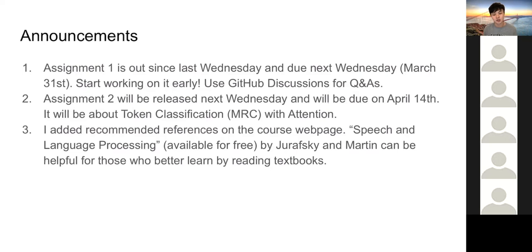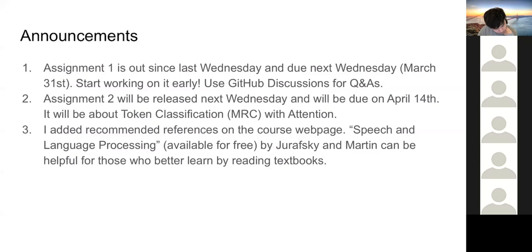Assignment two will be out right after one is due, and will be due in another 2 weeks, so it will be April 14th. This can vary depending on some situations, but we're planning to release it by then. And this will be about token classification with attention, specifically for machine reading comprehension. Once you have done this assignment, you'll be able to demo your model to answer questions where the answers can be found in documents, like Wikipedia.